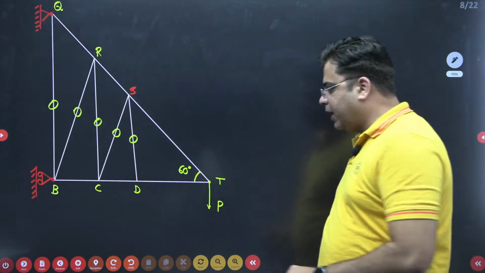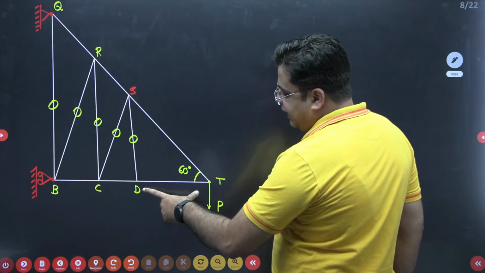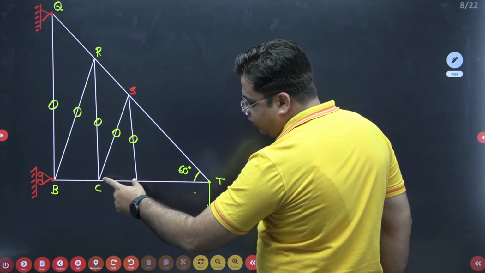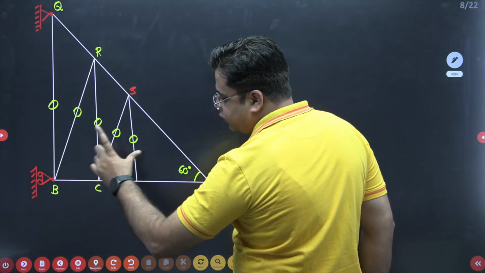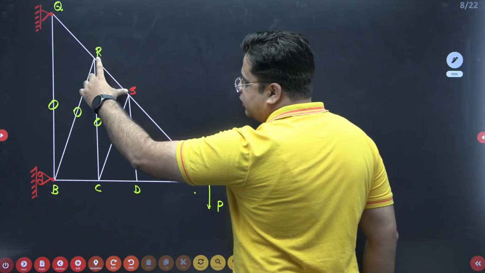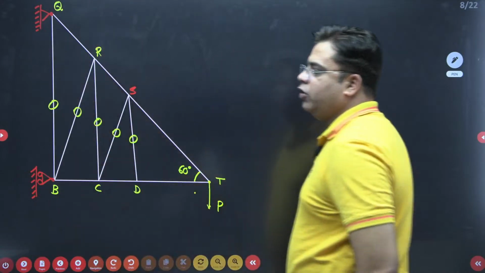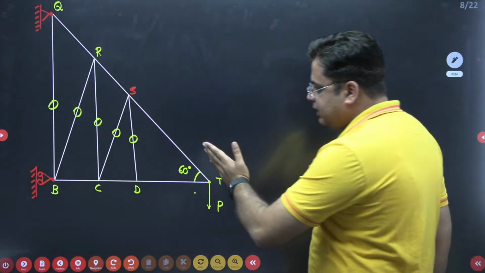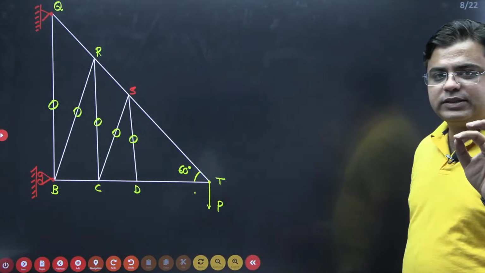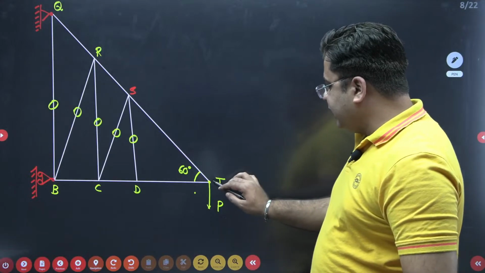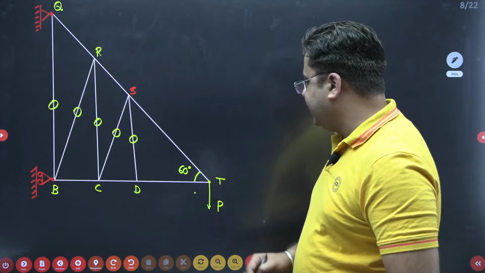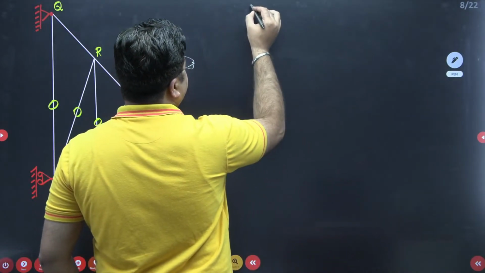Now we only have to determine the member force DT and member force ST, because member force DT will be equal to member force CD, which will be equal to member force BC. Similarly, member force ST will be equal to member force RS, which will be equal to member force QR, because all these members are in line. Remember, whenever the members are in line, the member forces are equal. So for calculating member forces DT and TS, I will take joint T. So consider joint T.